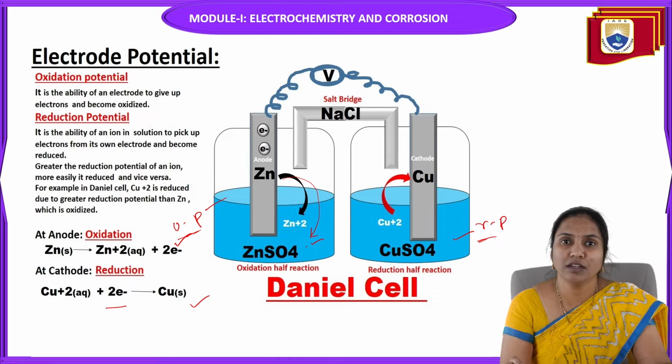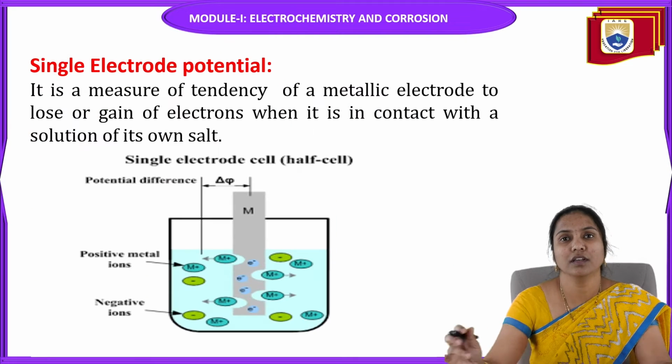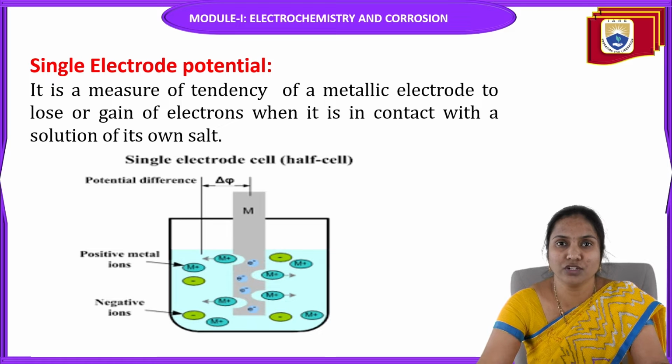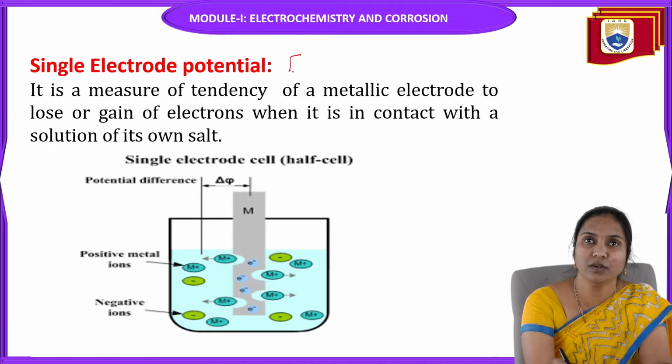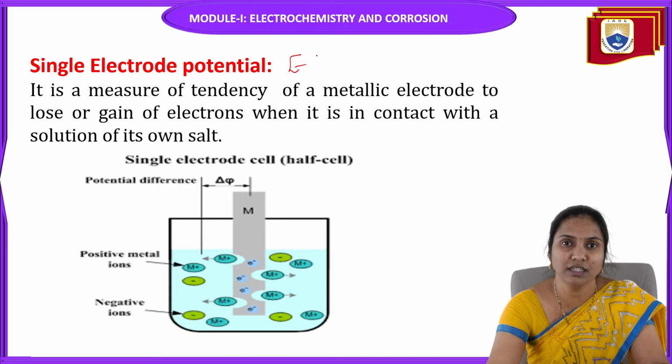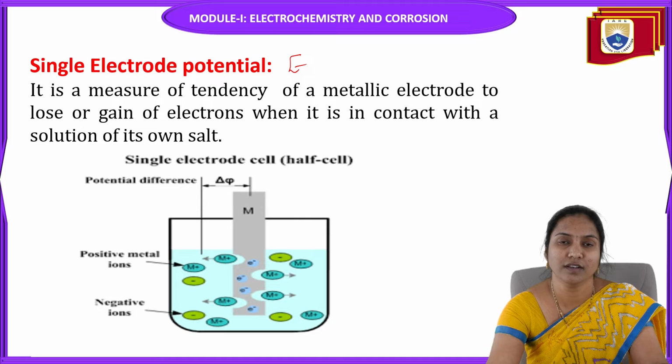The difference between oxidation potential and reduction potential is called cell EMF. Now we will discuss the meaning of single electrode potential, or electrode potential. Already we know that it is represented by capital E. E means electrode potential or single electrode potential. What is the meaning of single electrode potential, and how can we measure it? It is a measure of the tendency of a metallic electrode to lose electrons, that means oxidation, or gain electrons, that means reduction.